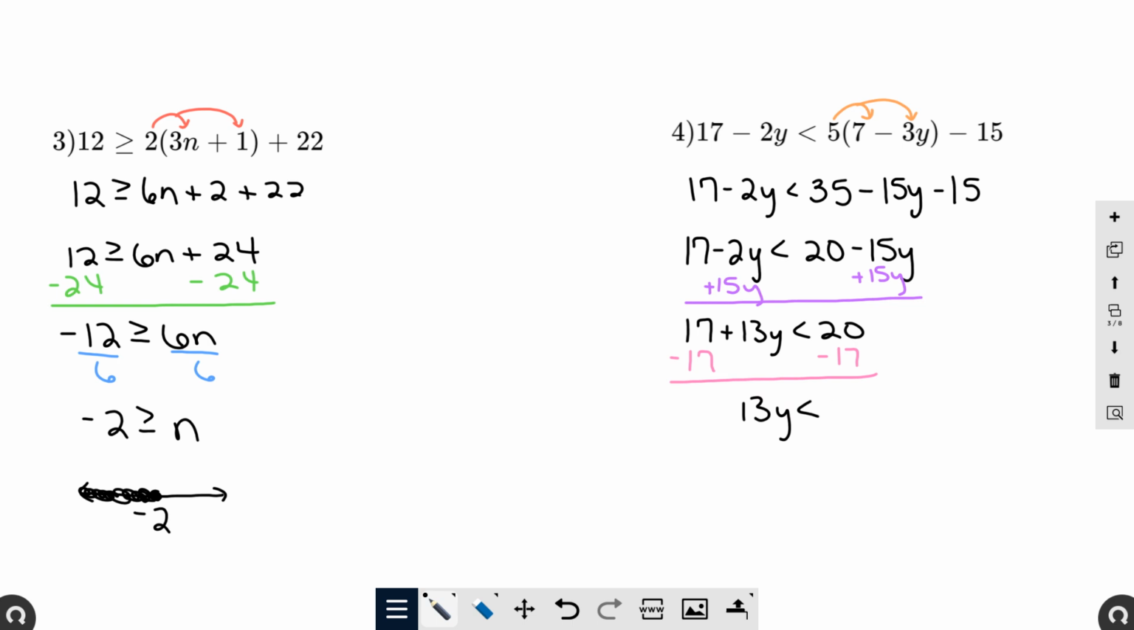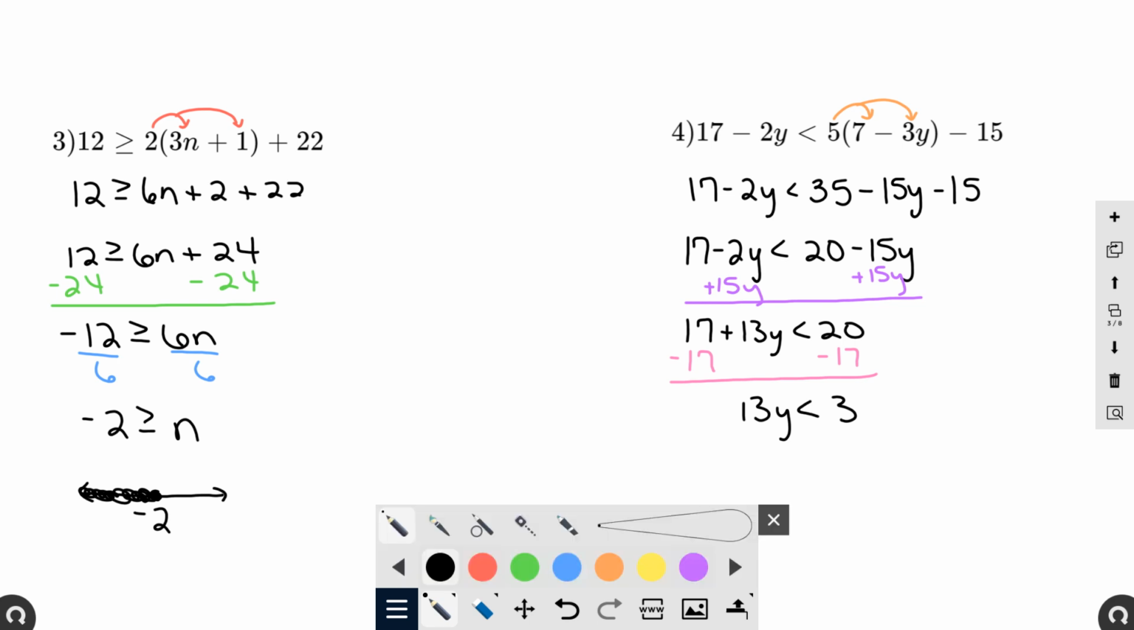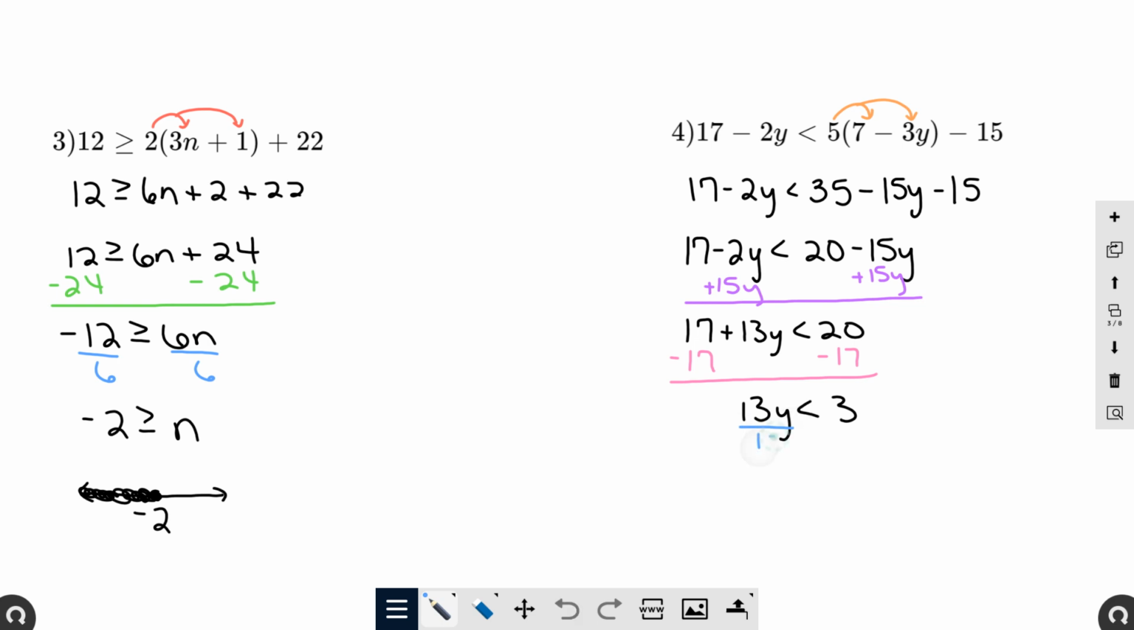So 13y is less than 3. Last step, divide by 13. Now, if you type that in your calculator, 3 divided by 13, what happens? Lots of decimals, so what do we need to do? Math, enter. Let's make it that reduced fraction. Remember, all your answers need to be reduced fractions.